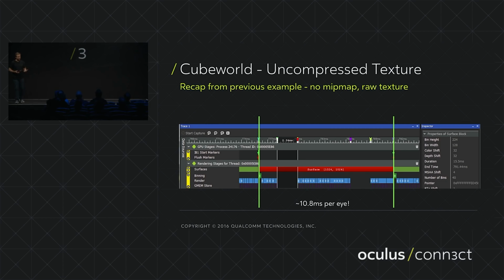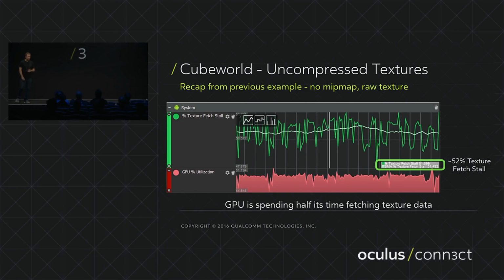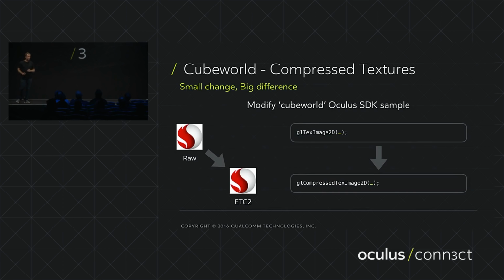When we got our trace, again using the same test that we had before, this is no mipmap, just using the raw texture. As a reminder, we were taking almost 11 milliseconds per eye. And the GPU is spending about half the time on stalls. So really the change was get our compressed texture and then actually use it, making the call to compressed tex image 2D.